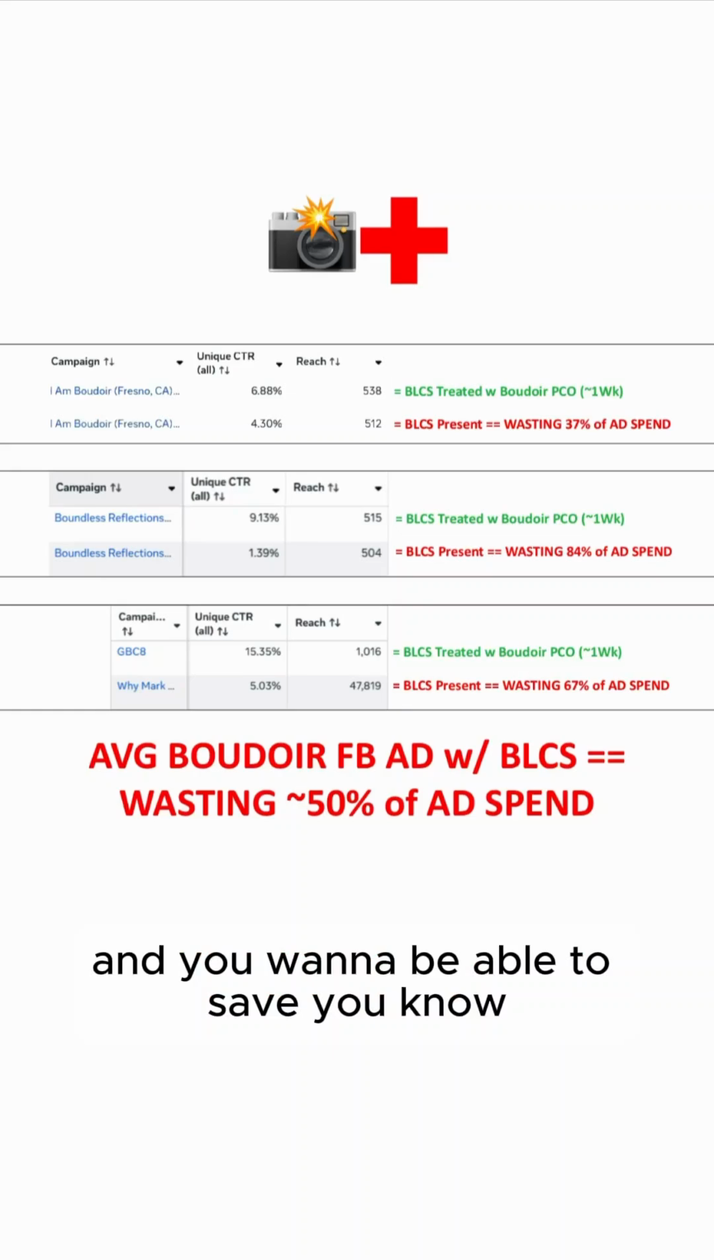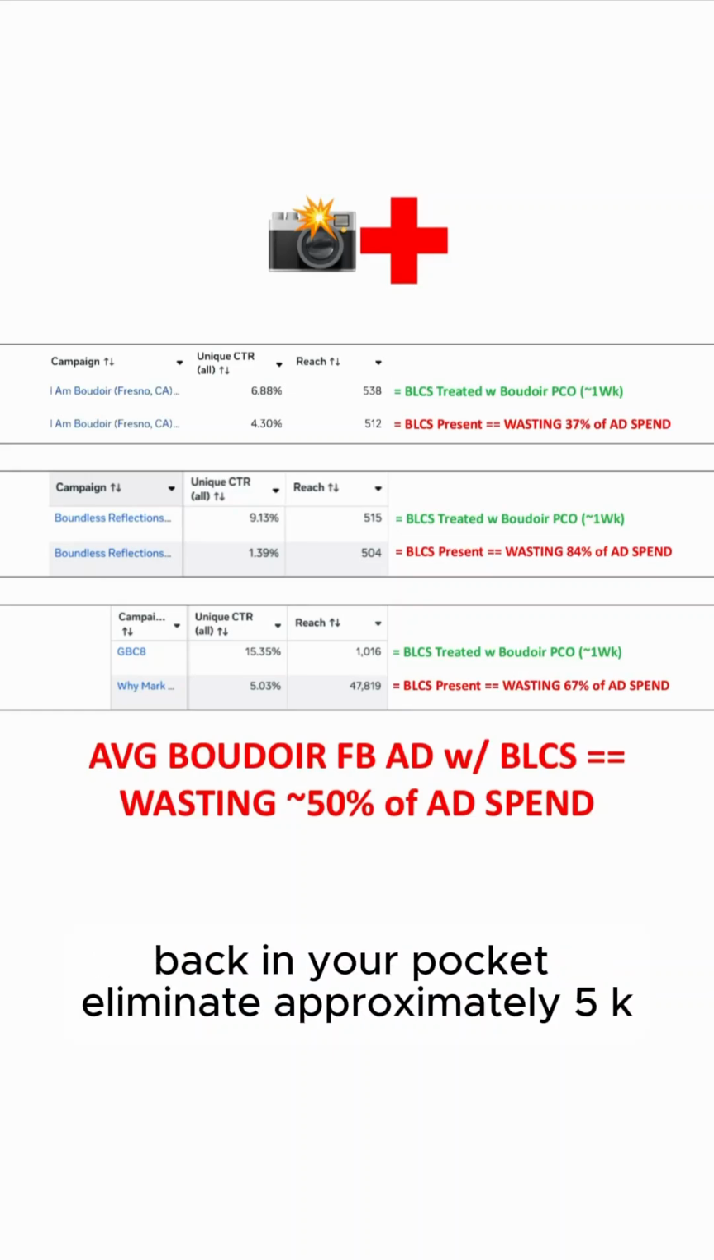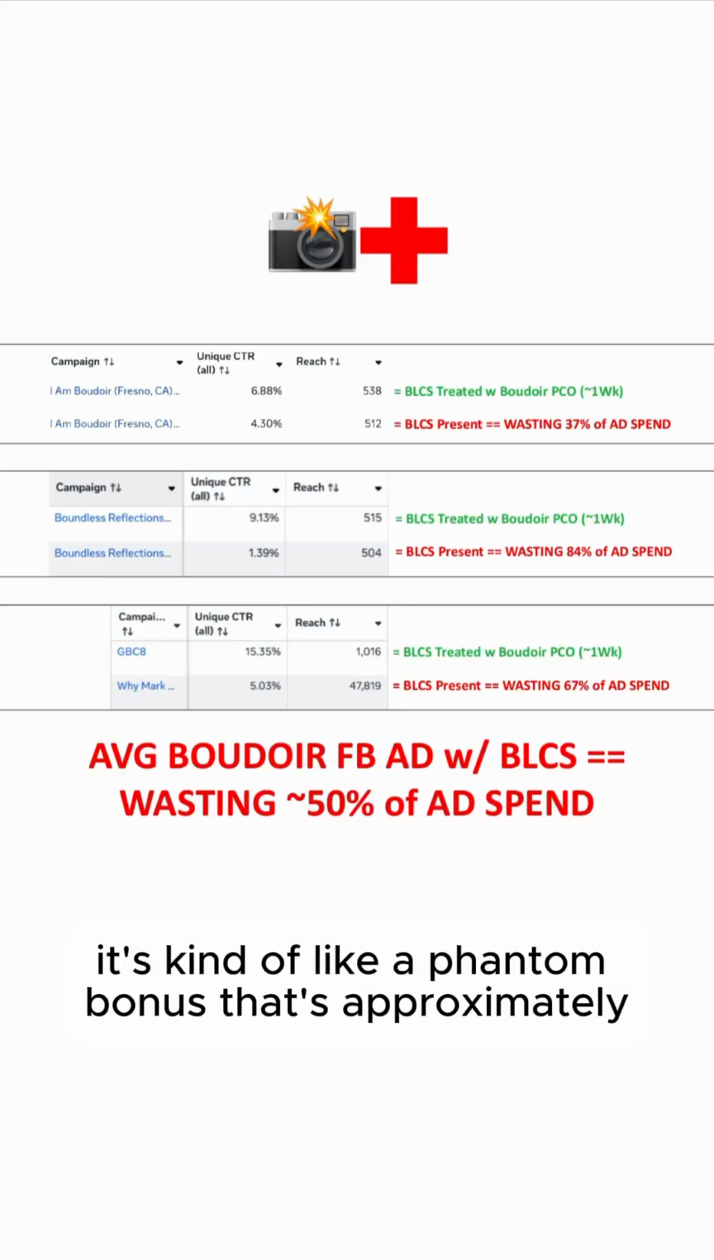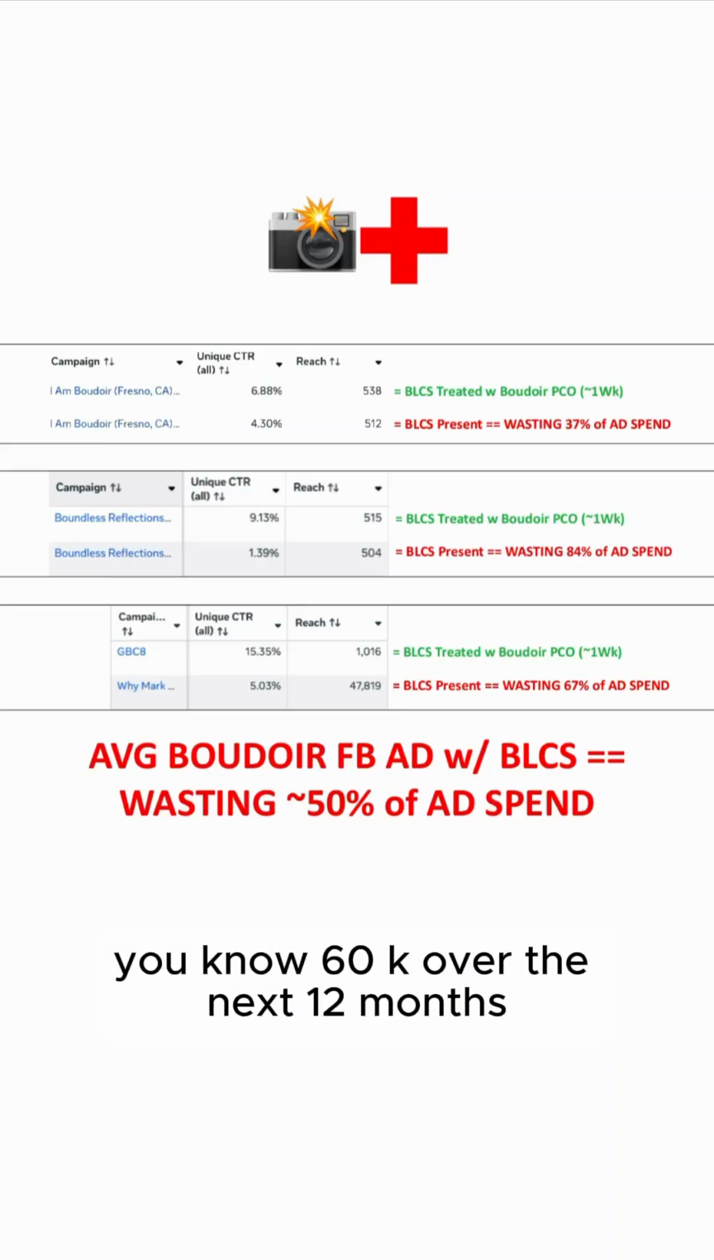And you want to be able to eliminate approximately 5K of ad spend every single month, literally back in your pocket. It's kind of like a phantom bonus. And that's approximately 60K over the next 12 months.